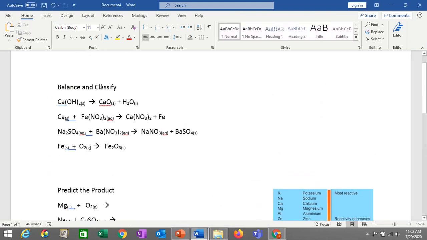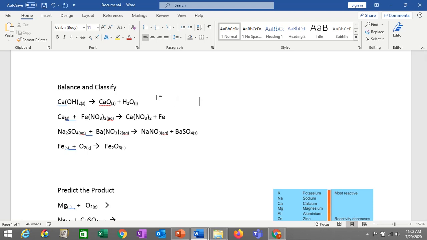Okay, classify and balance. So let's balance this first. We've got one calcium, that's good. We've got two oxygens, that's good. We've got two hydrogens and two hydrogens. Good, so this one's actually already balanced, so I don't have to do anything other than classify it.